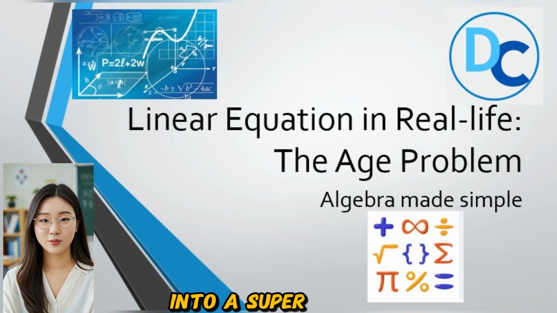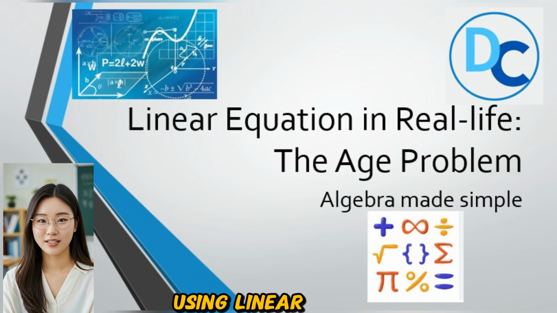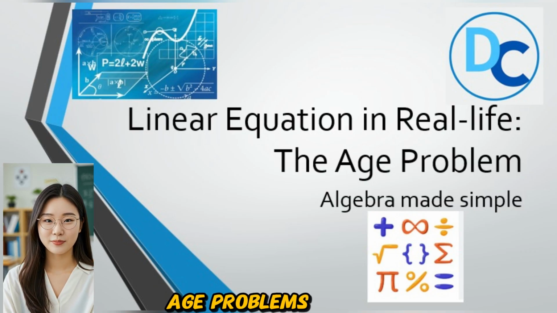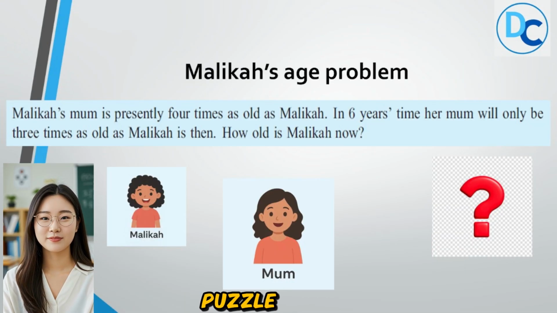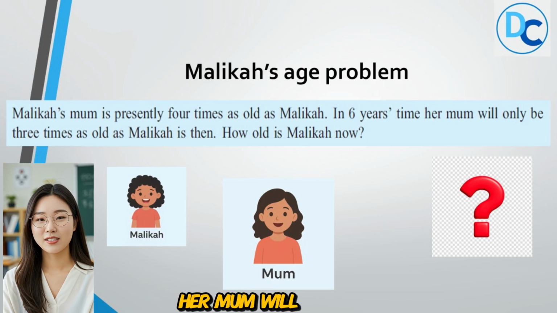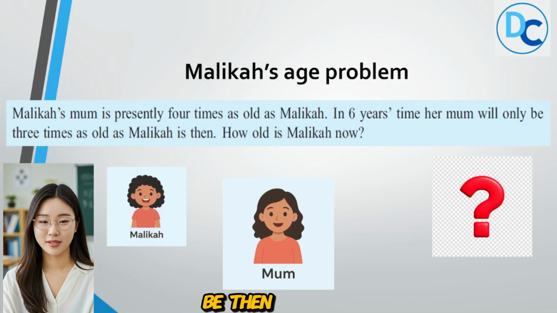Today we're diving into a super interesting topic, using linear equations to solve real-life age problems. Ready? Let's go. Here's the puzzle. Malikah's mum is currently 4 times as old as she is. In 6 years, her mum will be 3 times as old as Malikah will be then. So how old is Malikah right now?